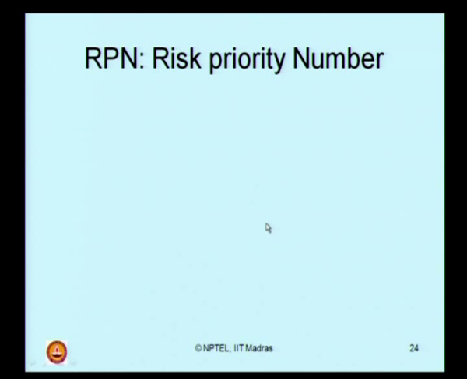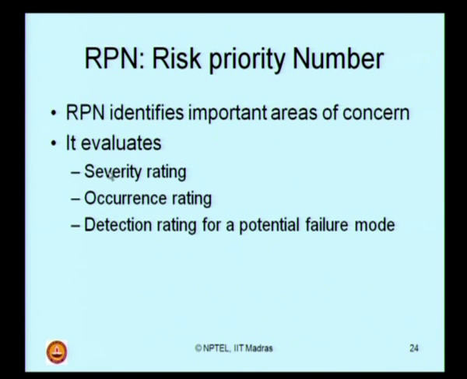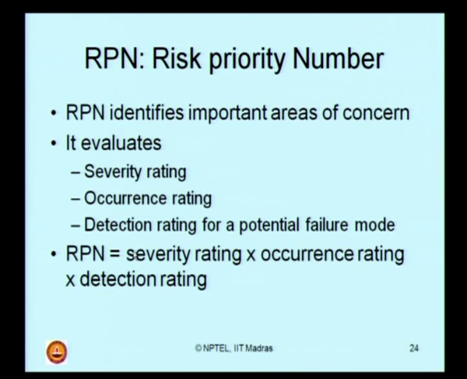Once you have these 3 variables, severity, occurrence and detection, then you calculate what we call as risk priority number, RPN. Risk priority number actually identifies the important areas of concern. It evaluates the severity rating, the occurrence rating and the detection rating for a potential failure mode. So RPN is actually a product of these 3. So if you know the severity rating, the occurrence rating and detection rating, simply find the risk priority number. All of them are on the 10-point scale, subjective values as I showed you in the previous slide.